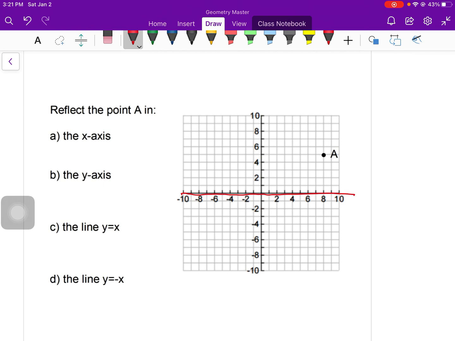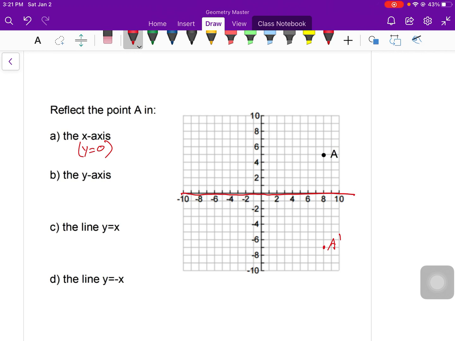If I'm reflecting across that, okay, think about a mirror. The closer you are to a mirror, the closer your reflection looks. The further you are away from the mirror, the further away your reflection looks. Crossing the x-axis is really, really easy. Using that rule, that would put us at 8, negative 5 for A prime. If I just count straight to that line, I'd go down 5, so I'd go down 5 more. That's it. Okay. The x-axis, sometimes you'll see as the line y equals 0.